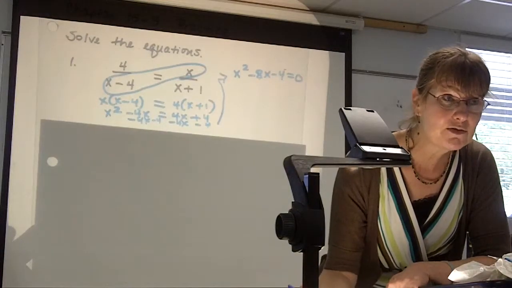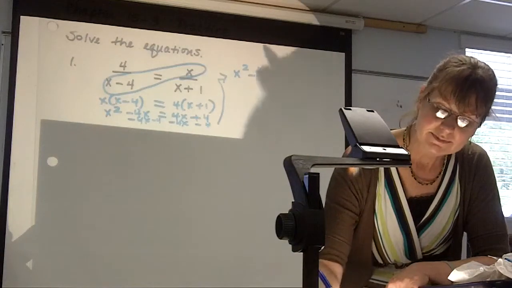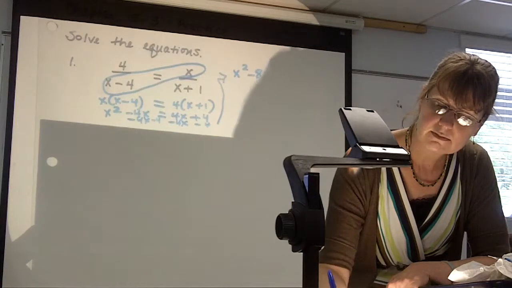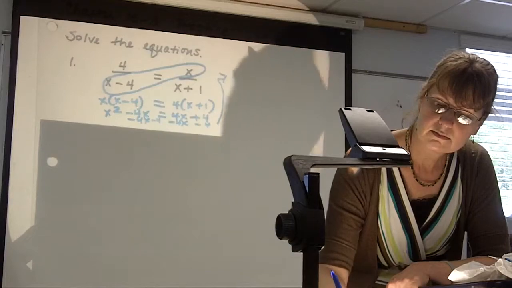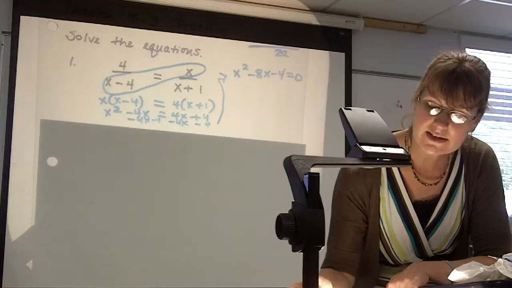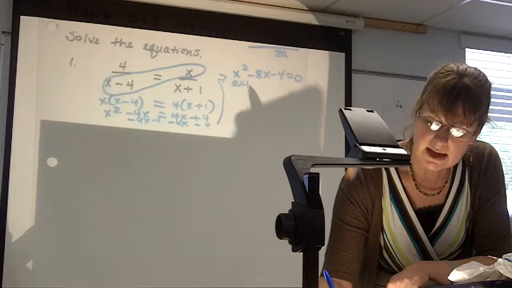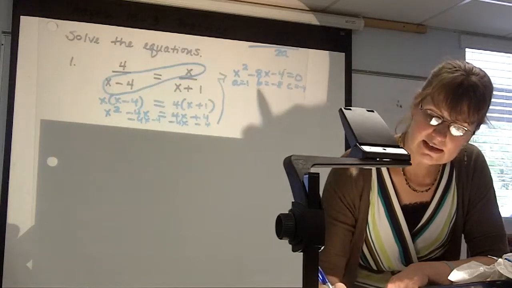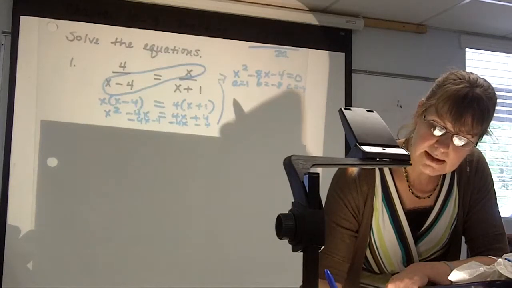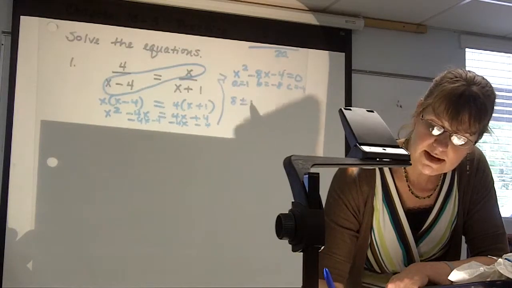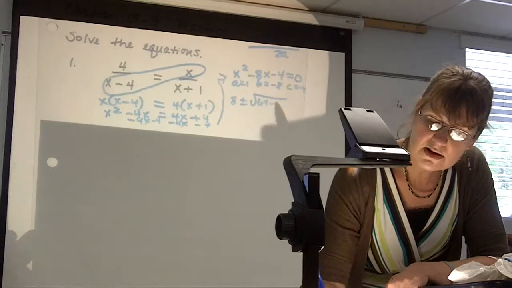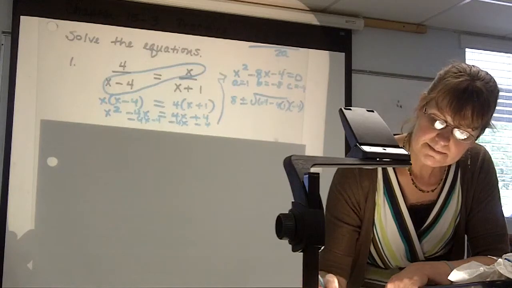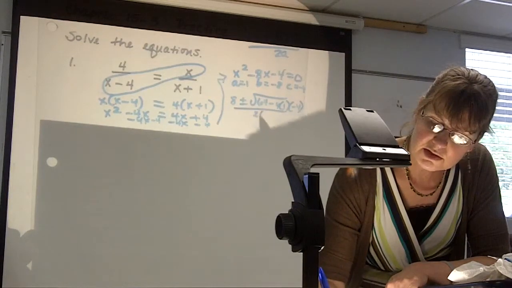Do you remember the quadratic formula? Yes. All right. Negative b plus or minus the square root of b squared minus 4ac, over 2a. Perfect. Okay, and what is a equal to? 1. And b? Negative 8. And c? -4. Okay, so let's plug it in. So negative b is going to be positive 8 plus or minus the square root of 64 minus 4 times 1 times -4, all over 2 times 1.